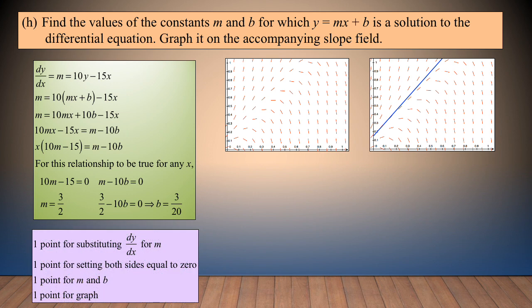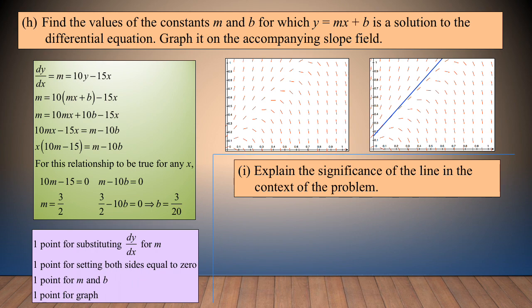1 point for substituting dy/dx for m. 1 point for setting both sides equal to 0. 1 point for coming up with the values of m and b, and 1 point for the graph. If a student had trouble coming up with m and b, but still correctly drew the graph, they could receive the point for the graph.